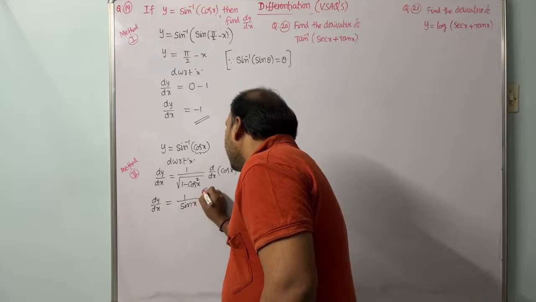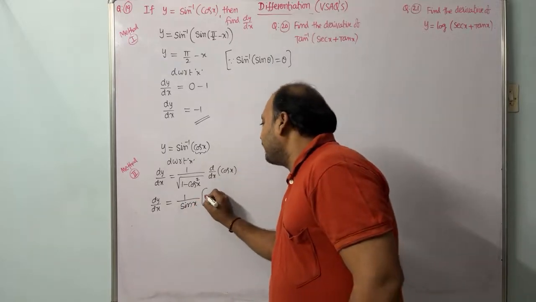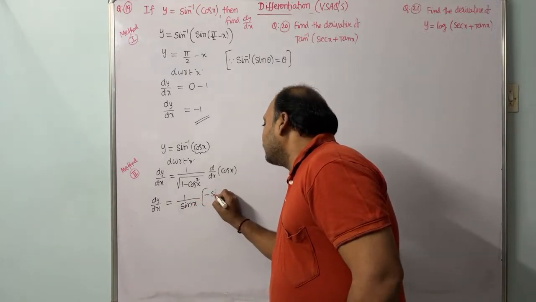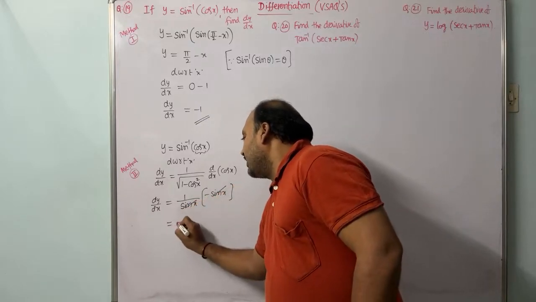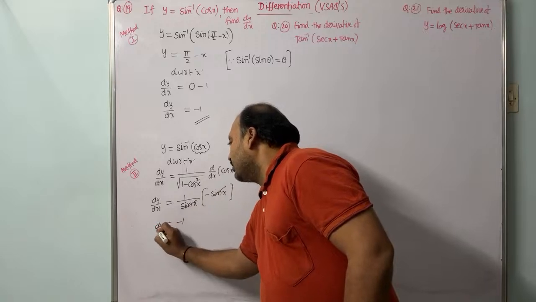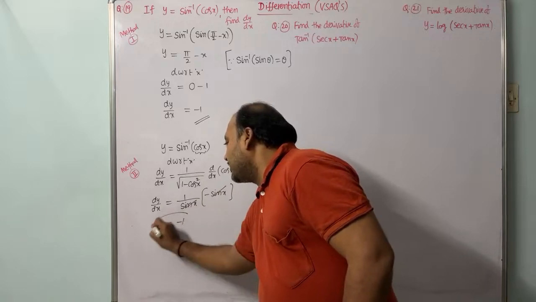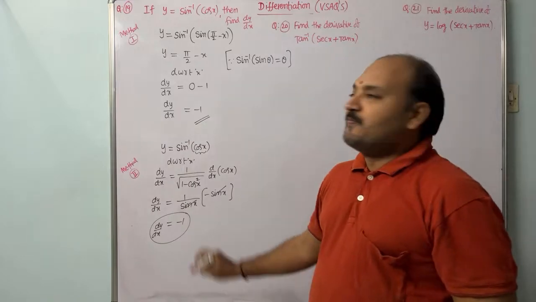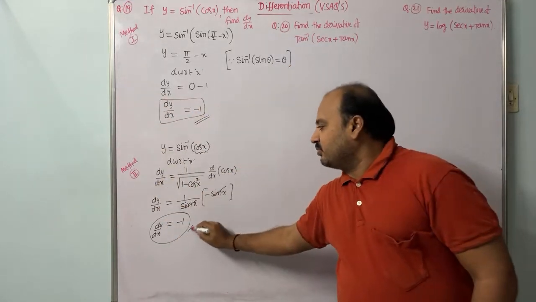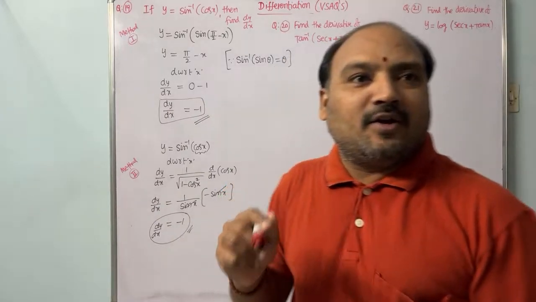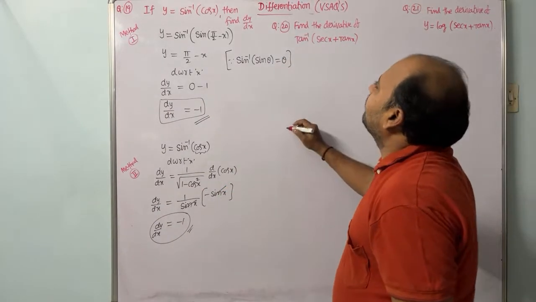So sin x into d by dx of cos x, which is minus sin x. So sin x gets cancelled. dy by dx is equal to minus 1. I hope you understand both the methods, this is method 1 and this is method 2. I hope you got clarity on this. We will move to the next question.